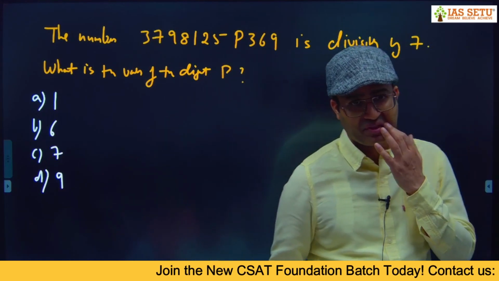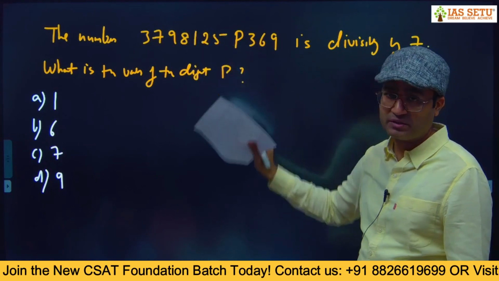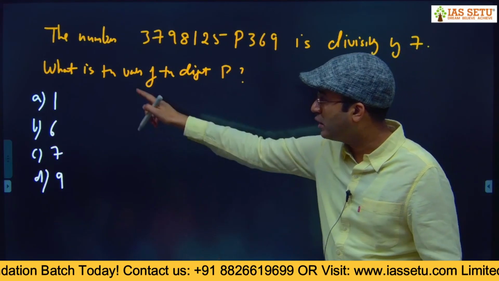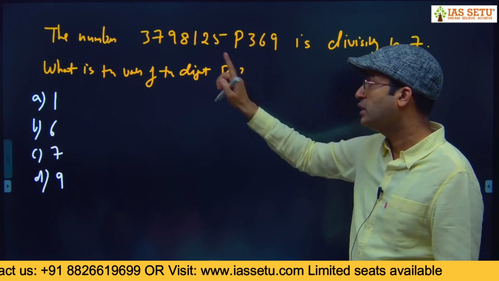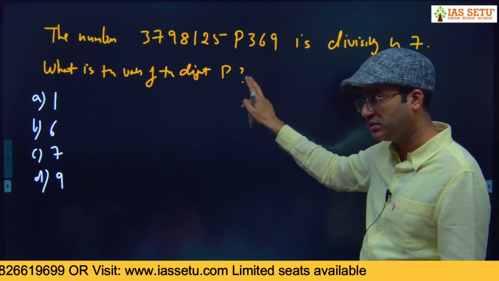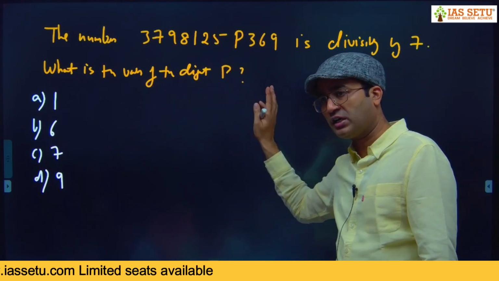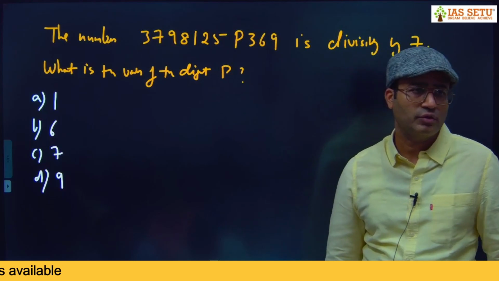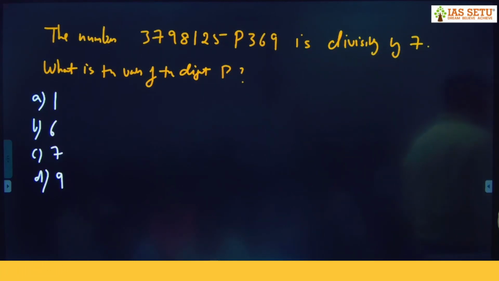ओके, ये कह रहा है कि ये नंबर 7 से डिवाइड होना चाहिए. What will come at place of P? I give 1.5 minutes. Try to put the answer options. What you do at place of P, you put 1. Check with the school method. Is it divisible by 7? If not, then you replace P with 6. Check. If 6 से बात न बने, try with 7. Try with 9. Will not take much time. ज़्यादा टाइम नहीं लगेगा. Within 1 minute you can check.